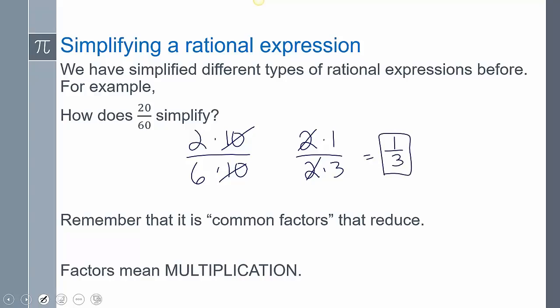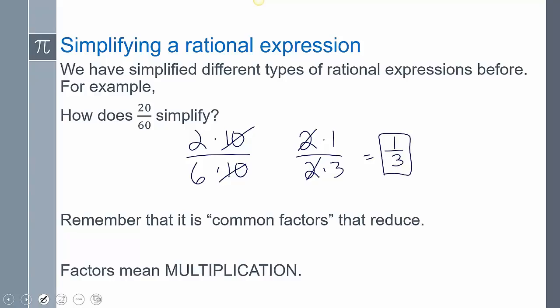Now, I understand that we have that shortcut in our head: oh, you divide top and bottom by the same number. It is a good shortcut, but the problem is that it kind of takes away the visualization of what is happening. Essentially, we're reducing common factors. A factor that's the same on top and the same on the bottom will cancel out.